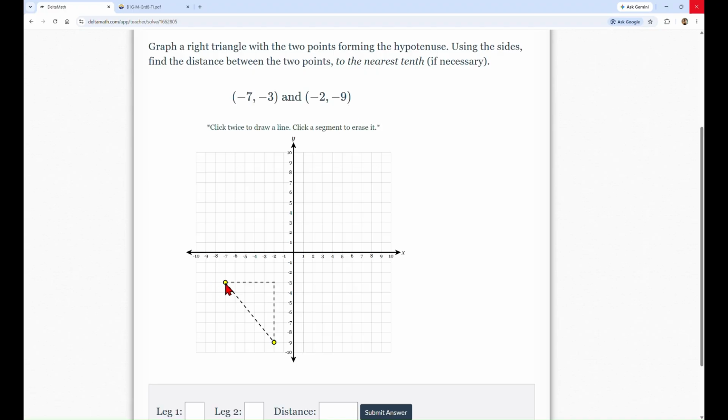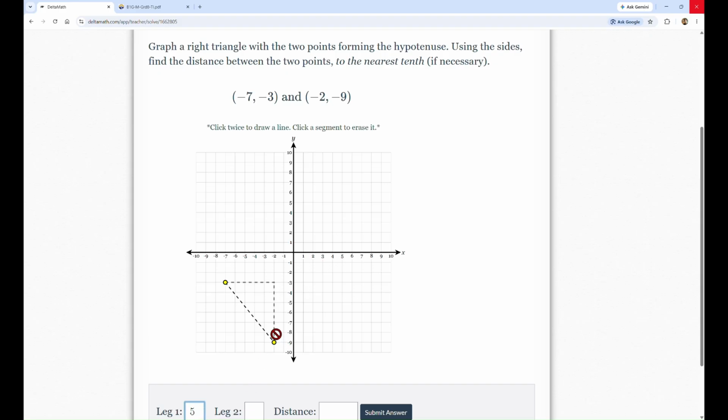So if I subtract and I say, well, what is -2 minus -7? Minus a negative is going to change to plus positive, and we're going to have -2 plus 7, which is going to give us a value of 5. But it's also going to be the same as the number of squares we can count: 1, 2, 3, 4, 5. So leg 1, it doesn't really matter the order for legs, so let's put 5.